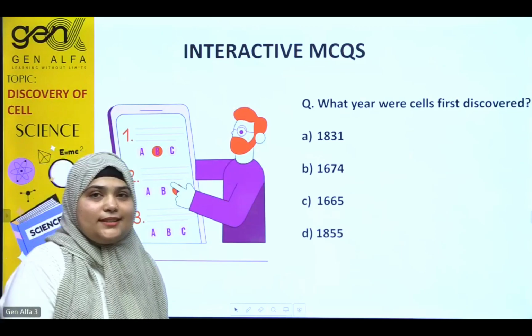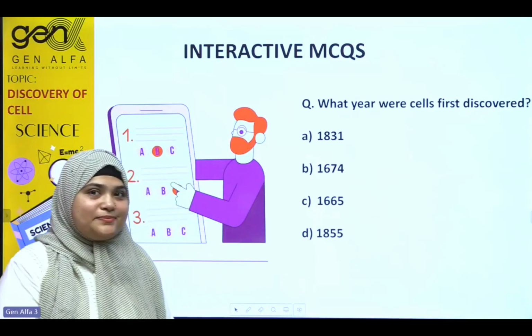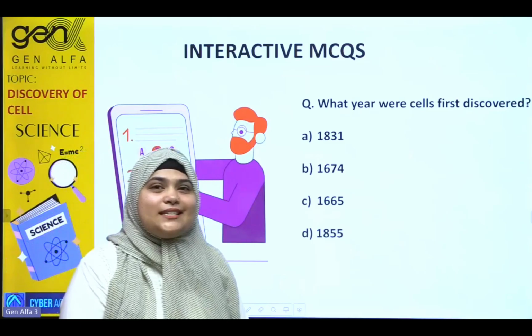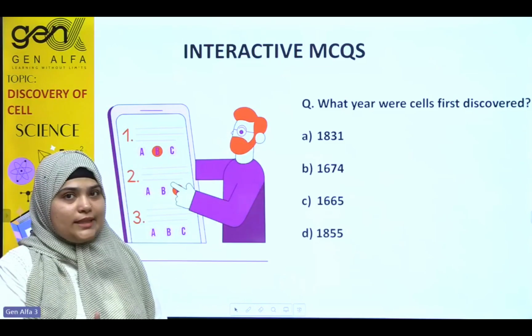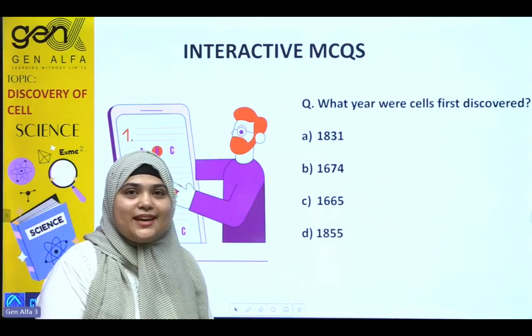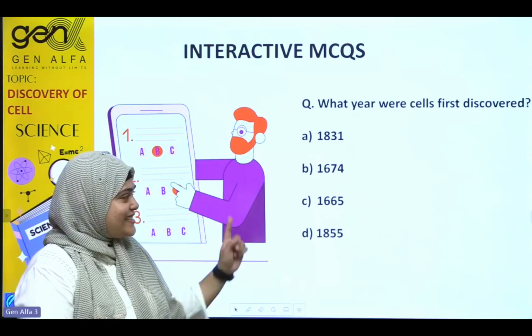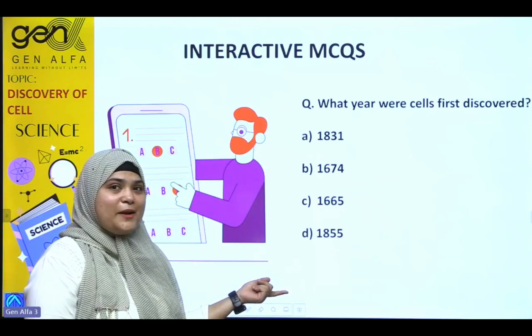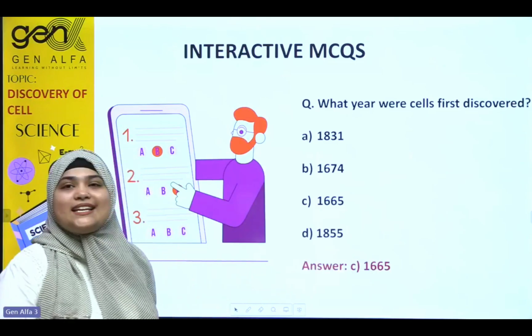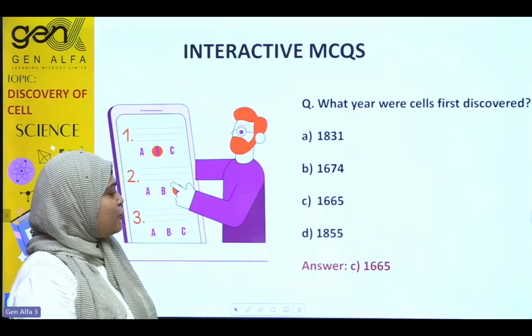Tick, tick one, tick, tick two. Do it fast, very easy. Don't shout in the class, okay? Because your teacher is also there. And the answer is, what is the answer? Yes, it's C, 1665. Let's move to the other question.